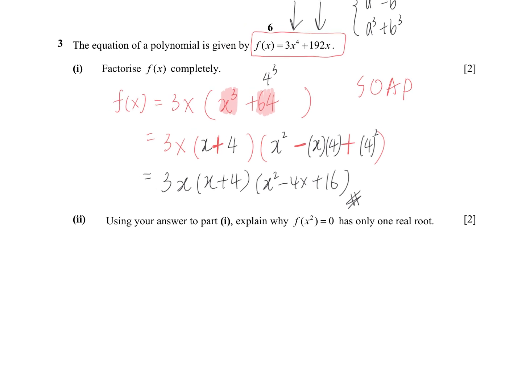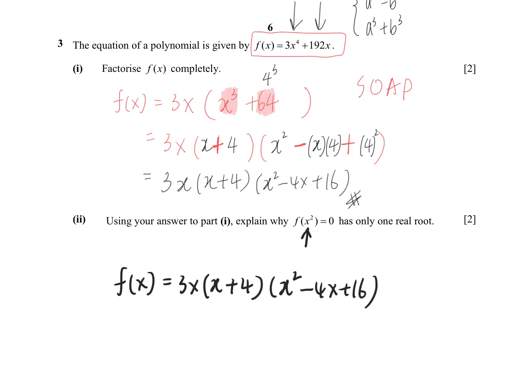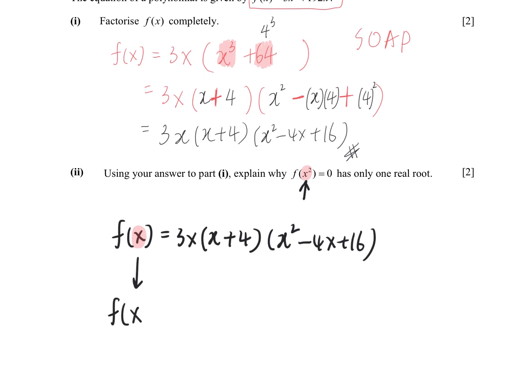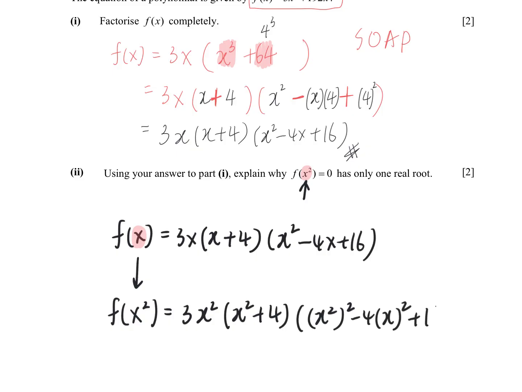Then they say use your answer in part 1 and explain why this one only has one real root. So this is your answer from part A, right? So they are asking you, why is it that this whole thing only has one real root? So instead of x, they change this to x squared. So that means I need to substitute x squared: every x you see, change it to x squared.